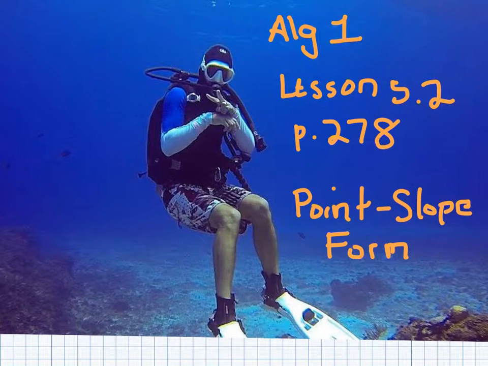This is lesson 5.2, Algebra 1. It starts on page 278 in your book, and this lesson is on point-slope form. It sounds really close to slope-intercept form, but this is a slightly different approach. You can use the point-slope form to write an equation that models the pressure on a diver.